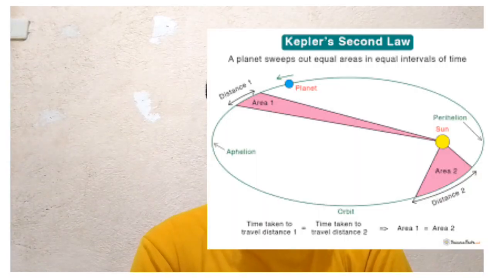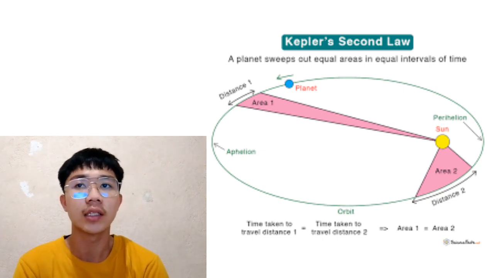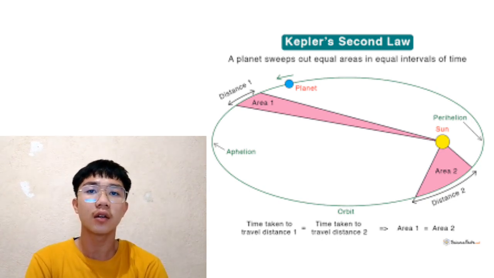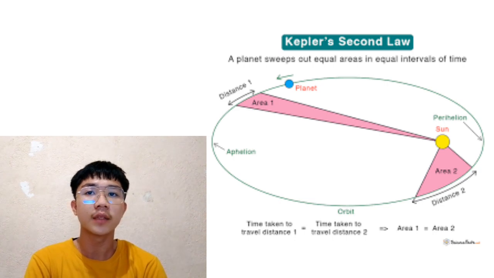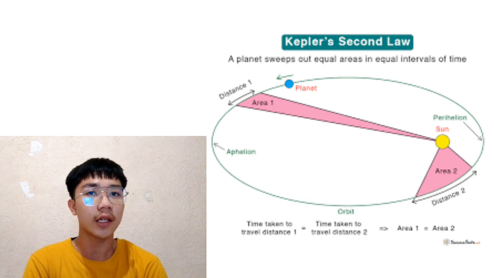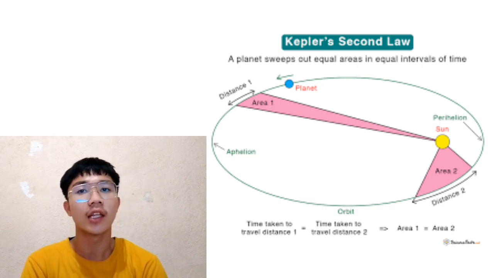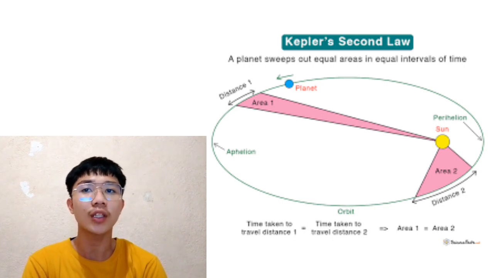And now the second law of planetary motion, or the law of equal areas. The radius vector that is drawn from the Sun to the planet sweeps out equal areas in equal intervals of time. The planet moves much faster closer to the Sun and slower farther away.